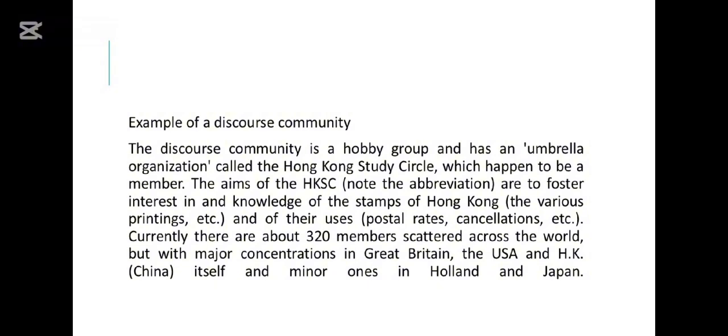So now we are done with the first important figure in the field of genre and the characteristics described by John Swales, and let us now look at the issues to consider in this genre.